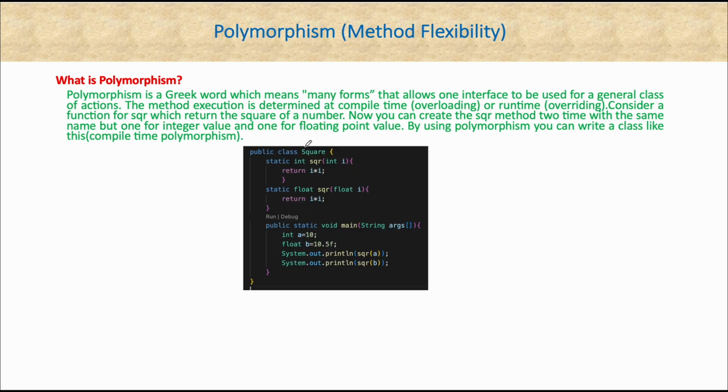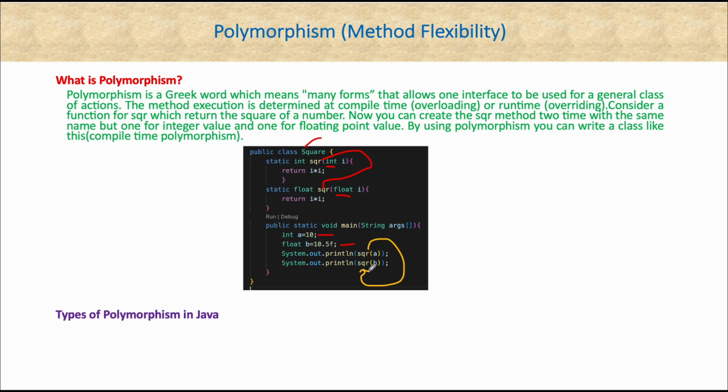Look at this example. You have created a class called square. Inside that square class, you have two methods with the same name, square, but one for integer, one for floating point value. Both of them are returning the square value of the parameter. Now, suppose that you want to get the square value of 10 and 10.5. The data types of them are different, but you can use the same method name with different data types to get the square value. It cannot be done in C like this. You have to create a different method for different data types.